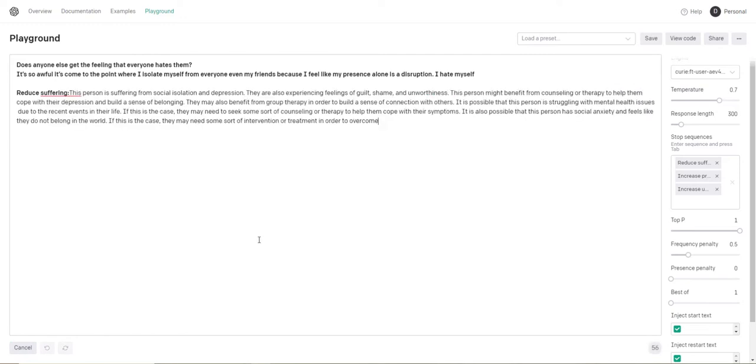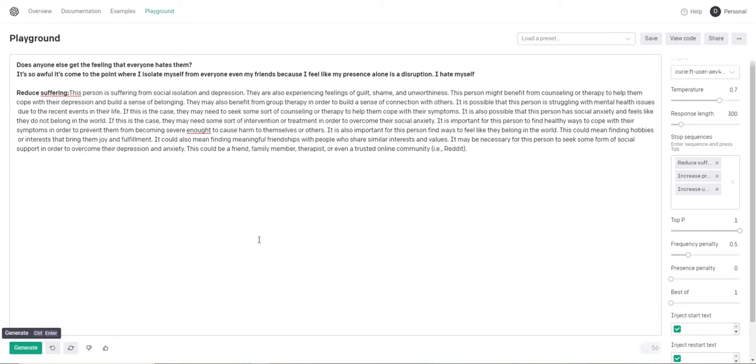This person is suffering from social isolation and depression. They are also experiencing feelings of guilt, shame, and unworthiness. This person might benefit from counseling or therapy to help them cope with their depression and build a sense of belonging. They may also benefit from group therapy in order to build a sense of connection with others.